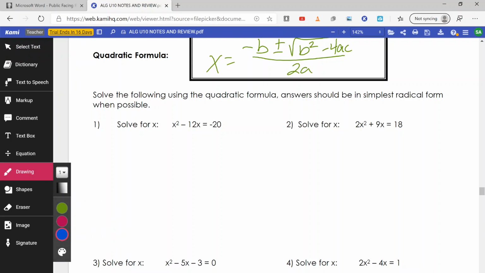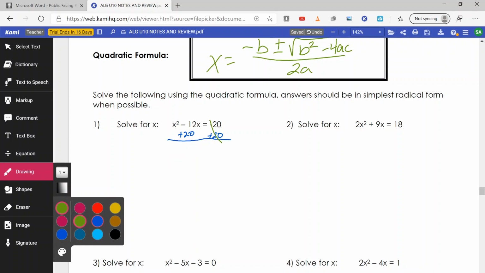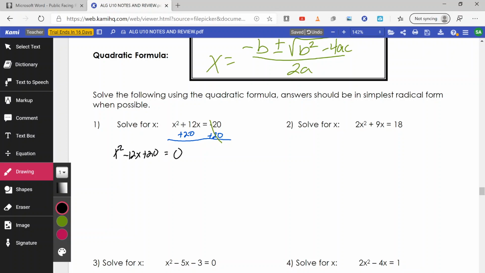So I'm going to move the 20 on over. Here it's a negative, so to move it over, I do the opposite. I'll add 20 to both sides. Now I can't add 20 to x squared or 12x. So what we end up having is x squared minus 12x plus 20 equals 0.